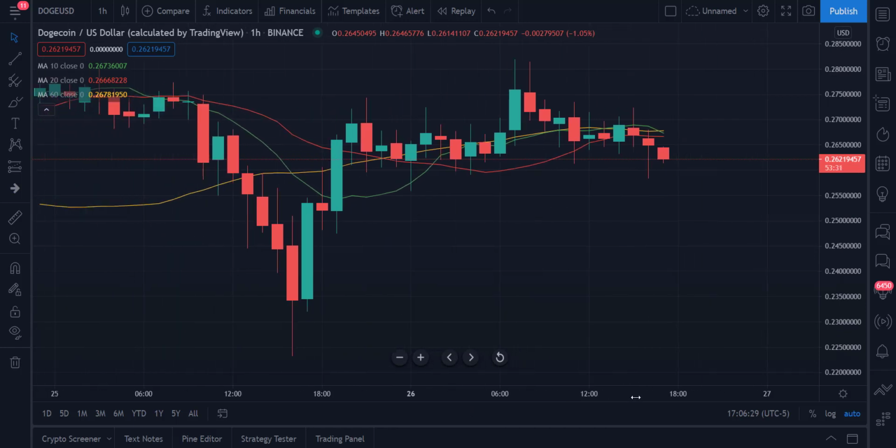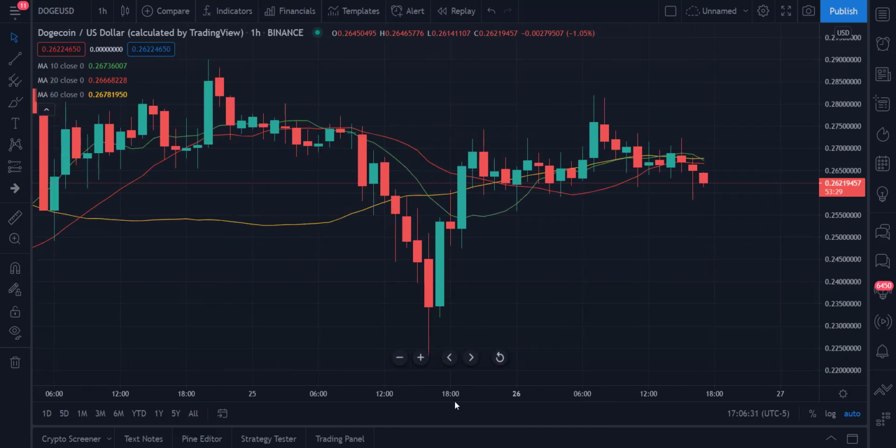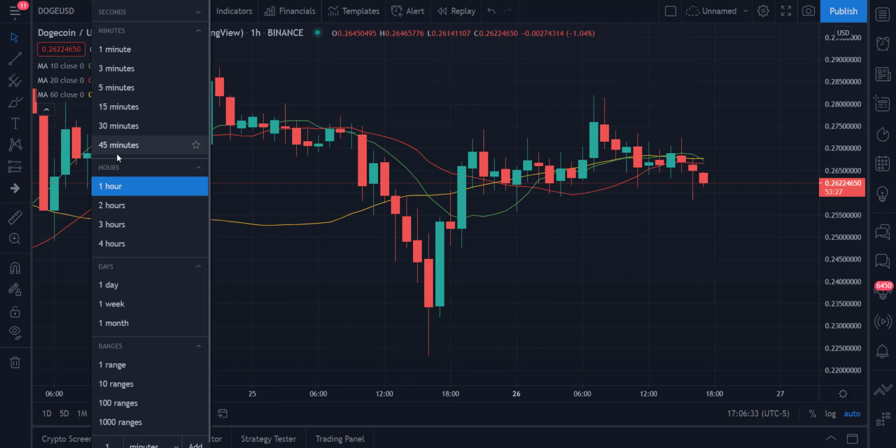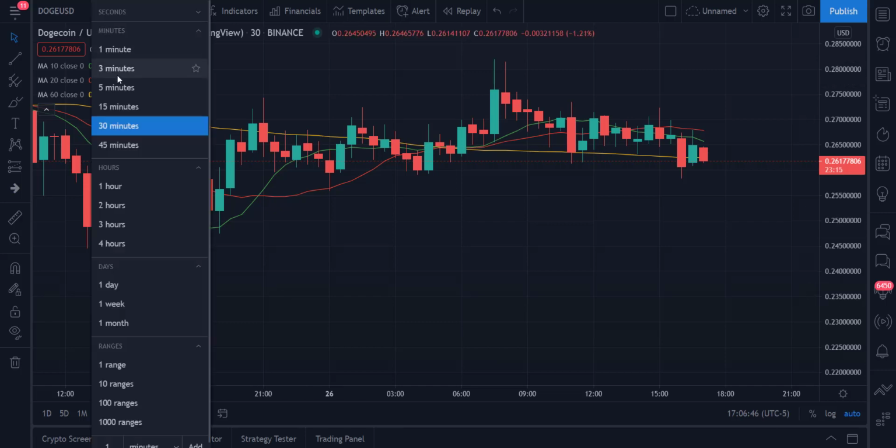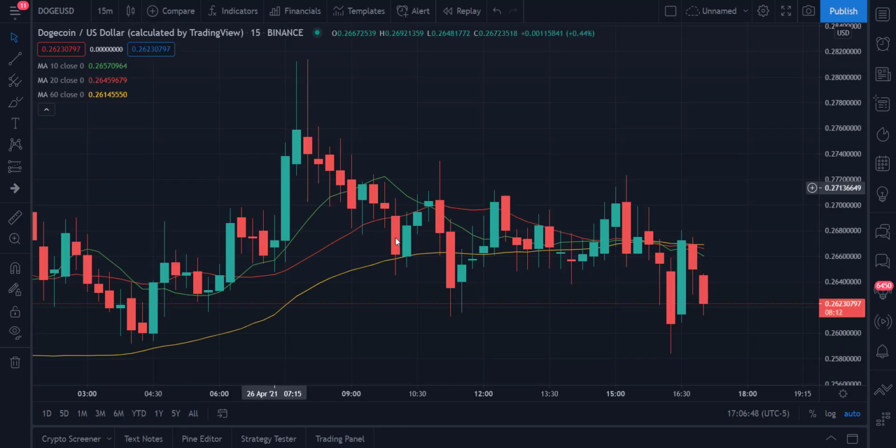And this one, I said day a minute ago, but this is hourly bars. Let's take a look at the 30-minute rather. 30-minute also is out of order because you have the 10 in between the 20 and the 60. And we'll go down to the 15-minute. And the 15-minute actually is starting to look like it's bearish, heading lower with all three moving averages in line.